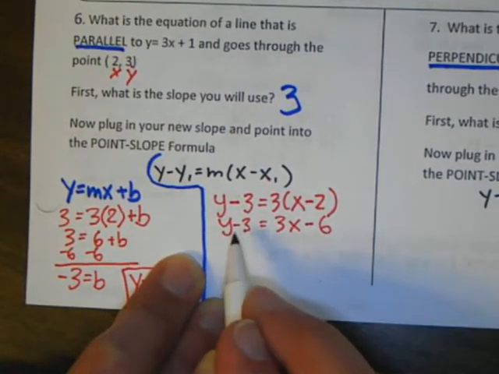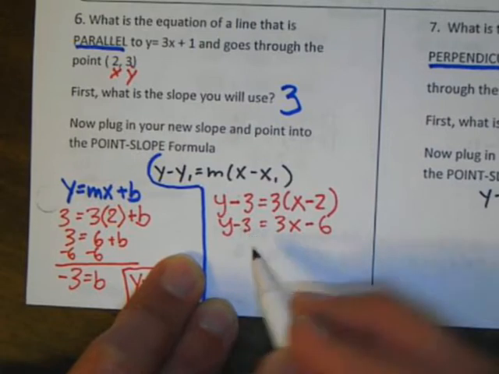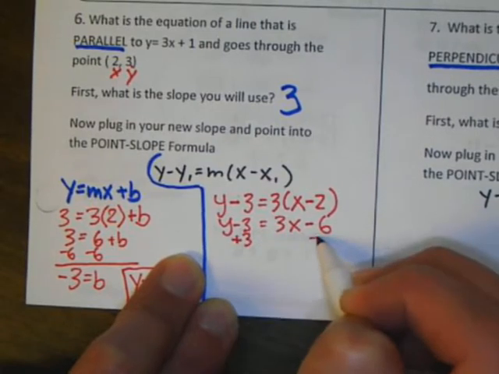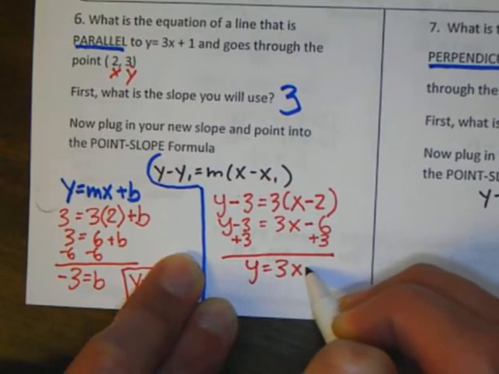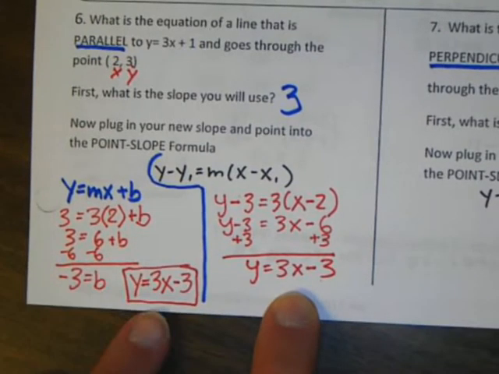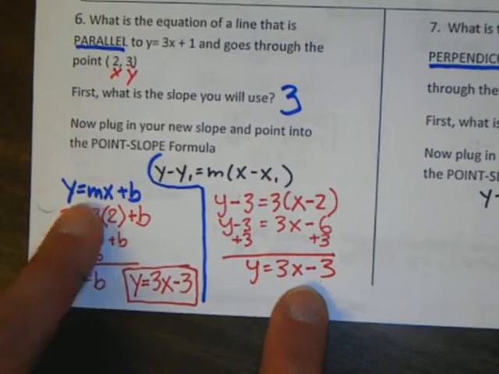Okay, I'm almost done. I got to solve for y. I need to get rid of this minus 3. Plus 3 plus 3. Y equals 3x minus 3. See how it's the same answer? They both give you the same answer. So you can choose whichever way you want to use.